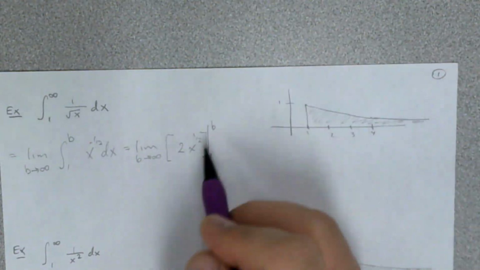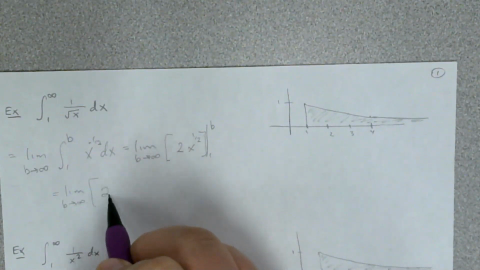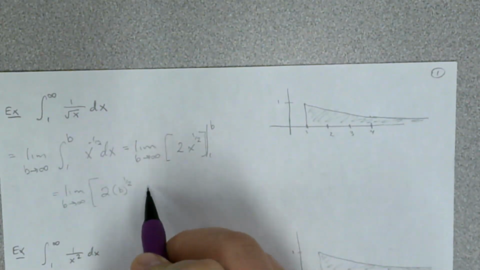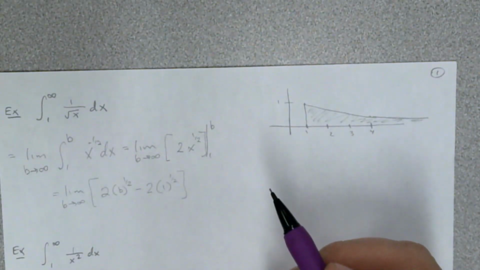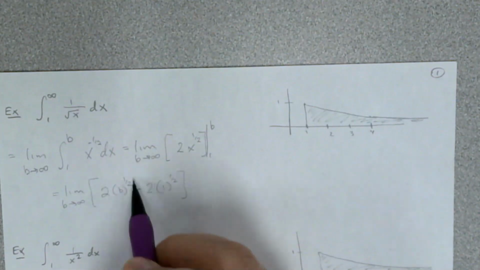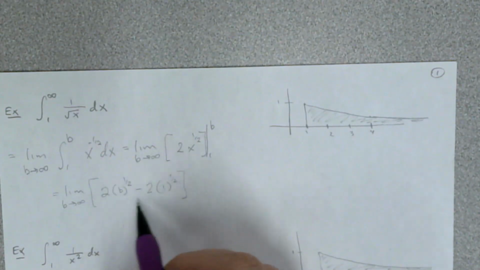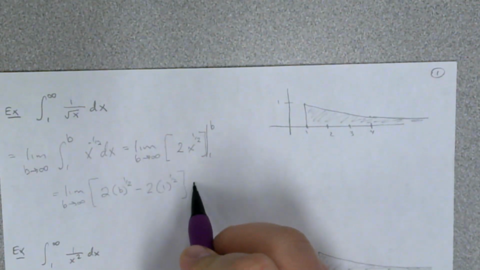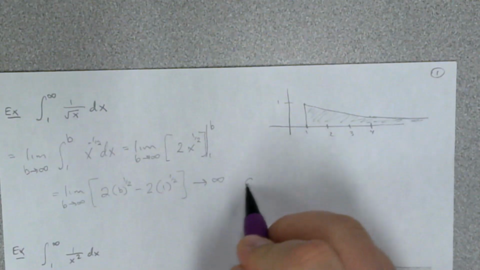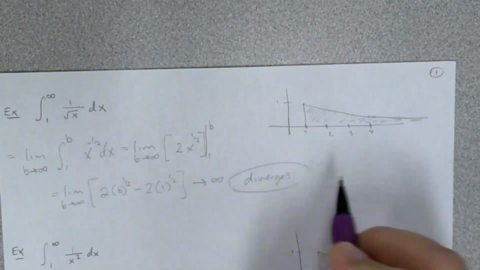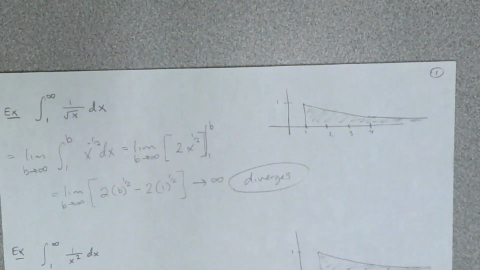Okay, so now we do the upper limit minus the lower limit for this part right here. We still have the limit as b goes to infinity, and we're going to have 2b to the 1/2 minus 2 times 1 to the 1/2. As b goes to infinity, this quantity, because it's the square root of b, is just going to keep getting larger and larger and larger, which means that this limit goes to infinity, does not exist, and so this integral diverges. That's how that works.